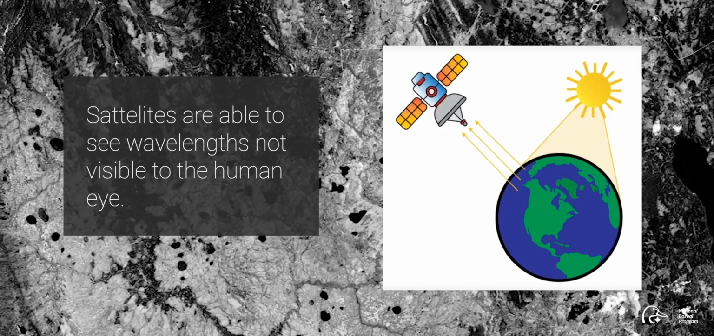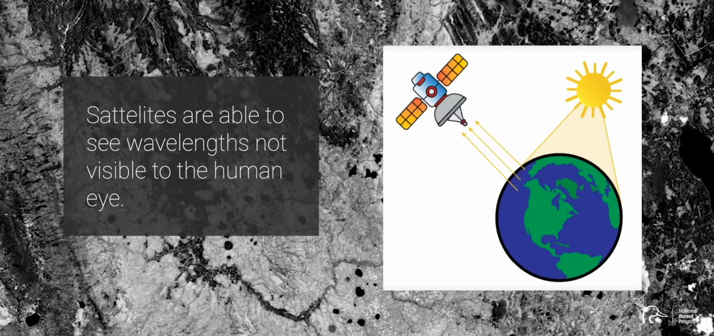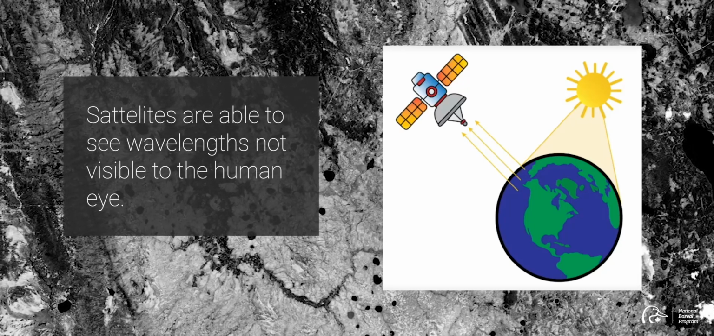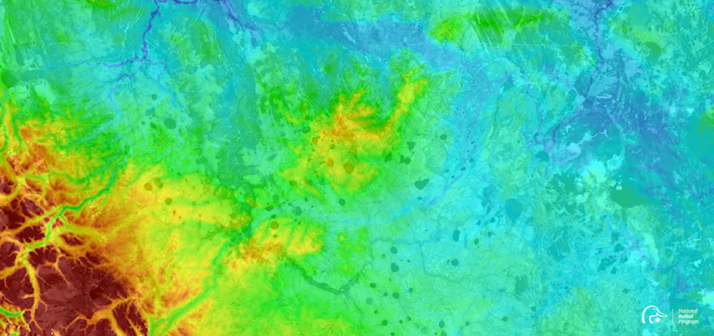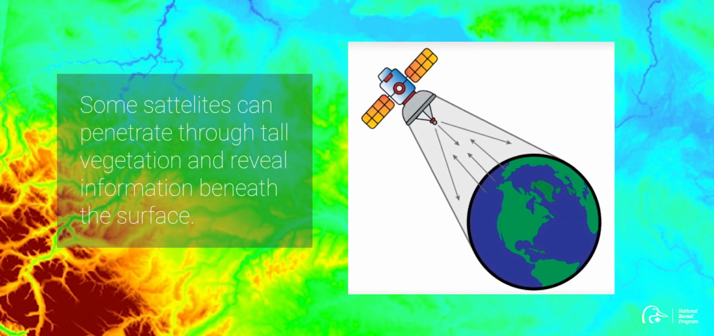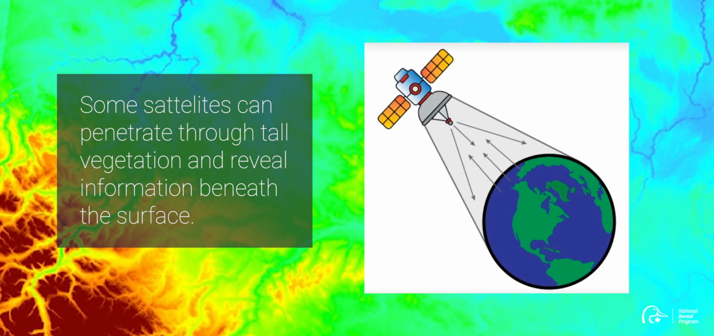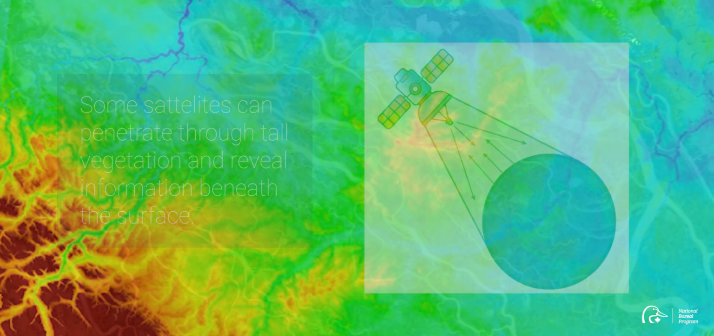Some instruments measure the solar radiation reflected from the surface of an area or an object, giving us information about vegetation type and health. Other instruments emit their own energy and penetrate through tall vegetation and the forest canopy, revealing information about the moisture condition beneath the surface.